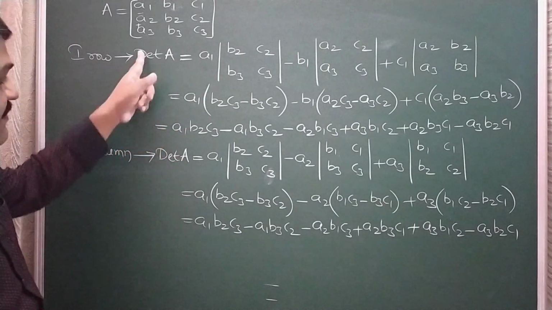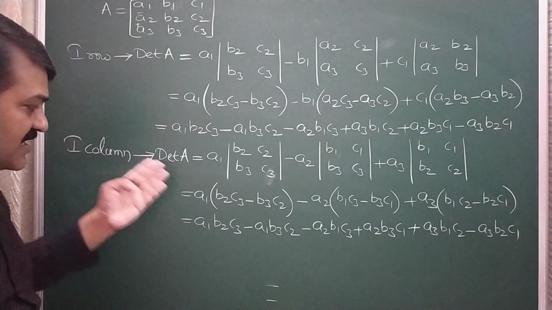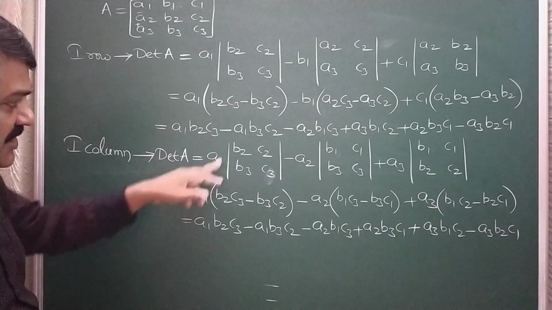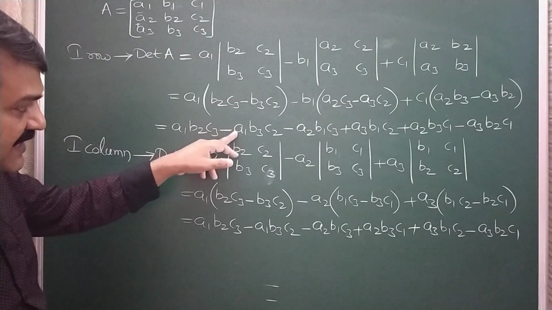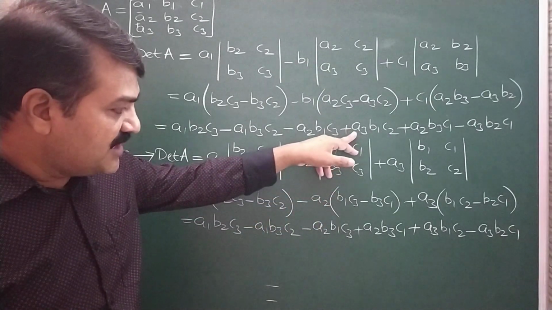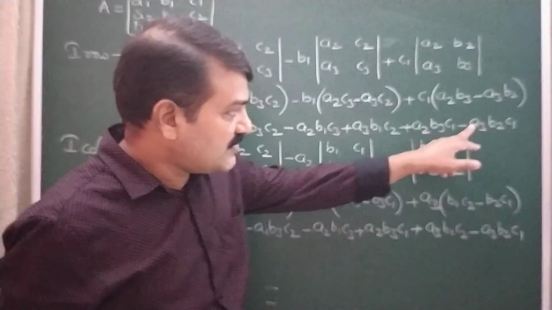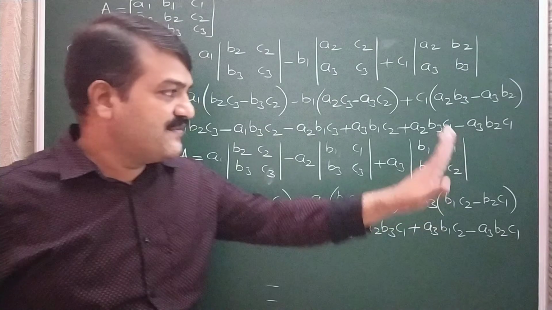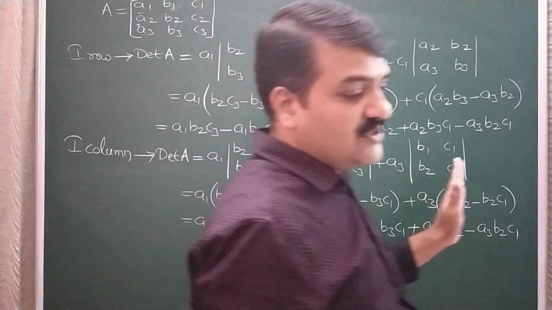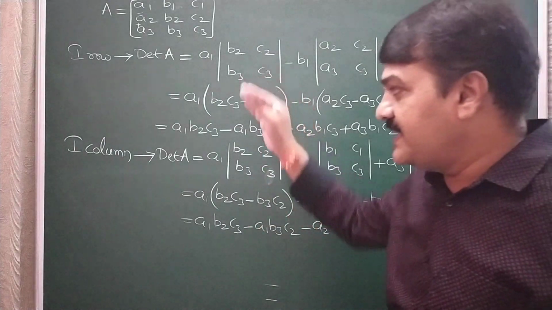So this is det A using the first column, and the earlier one is det A using the first row. Let us check whether we got the same. A1 B2 C3 matching, minus A1 B3 C2 matching, minus A2 B1 C3 matching, plus A3 B1 C2 matching, plus A2 B3 C1 matching, minus A3 B2 C1 matching. Every term is matching. Using the first row or the first column, we got the same determinant. That is the proof: you can use any row or any column to find the determinant.